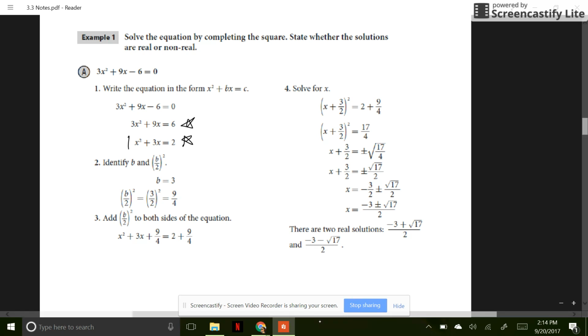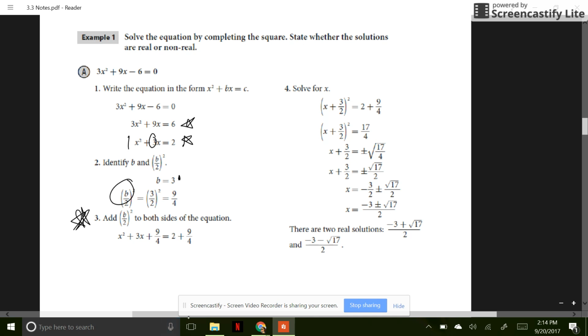So now you take that middle coefficient b, which is 3, and you divide it by 2 and then you square it. So we took 3 over 2 and then squared it to get 9 over 4. This one's a little bit of a complicated one. They're not all this bad. But then you have to add it to both sides.